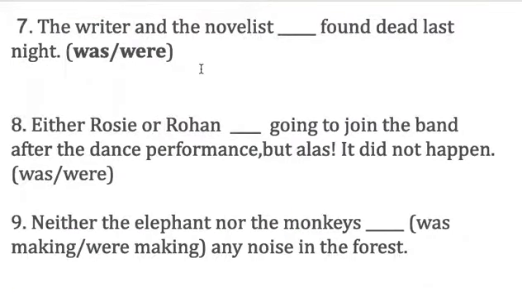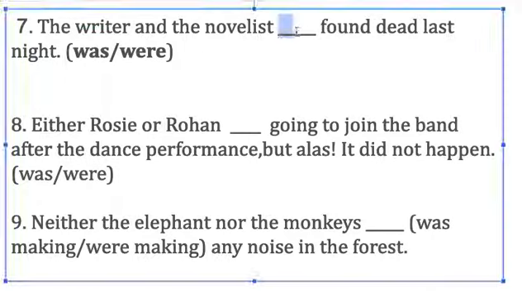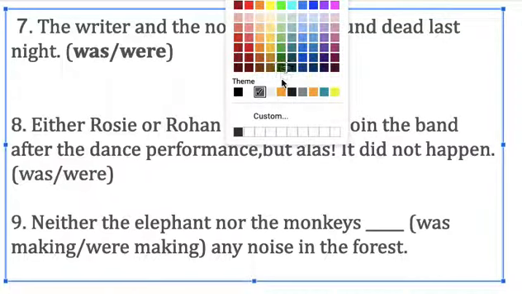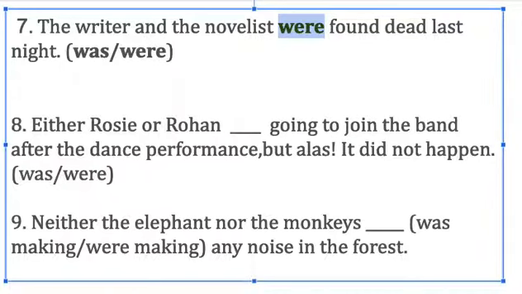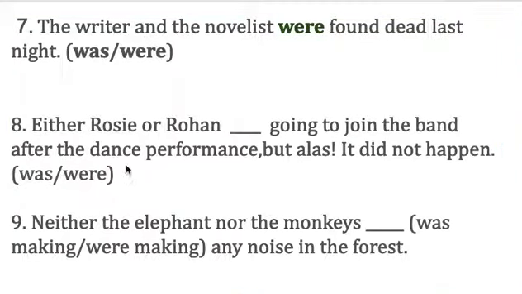How about if I said the writer and the novelist? Now there are two people, one person is a writer and the other person is the novelist, so there are two now combined by "and", so they became plural. With a plural subject, plural verb. So in that case, were found dead in the, good, plural subject, plural verb: the writer and the novelist were found dead in the hotel room, or were found dead last night.